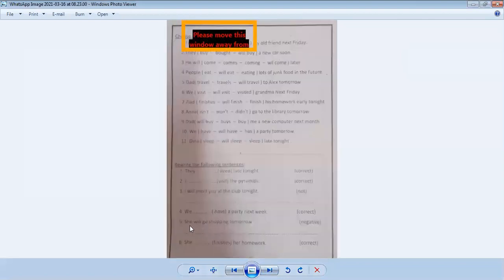Now, let's look at this sentence. Number 5. She will go shopping tomorrow. Negative. Who's going to make it negative? How can I use the negative form here? Yes, she will not go, or she won't go shopping tomorrow. Very good. Excellent, boys and girls.